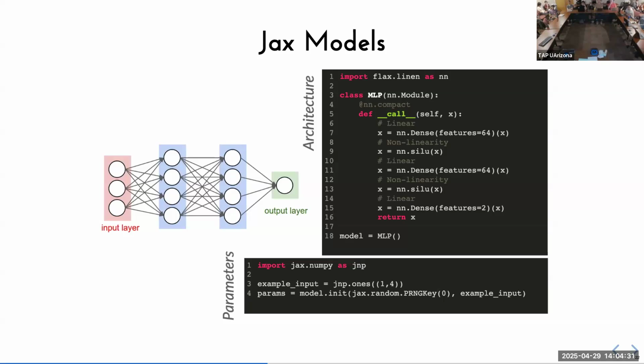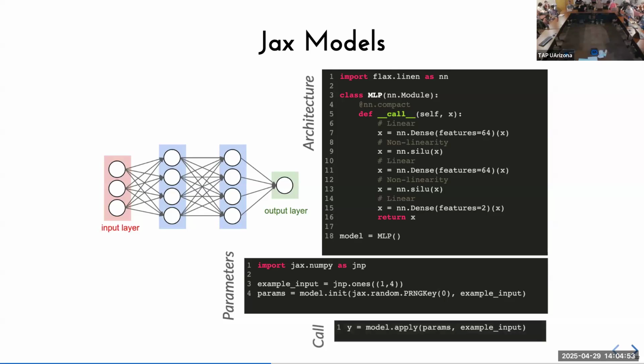JAX very clearly separates the architecture from the model parameters, which is not something that PyTorch does. And the idea is that you will first initialize, so you will call your model and initialize the parameters at random first. So you control the parameter initialization from the beginning.